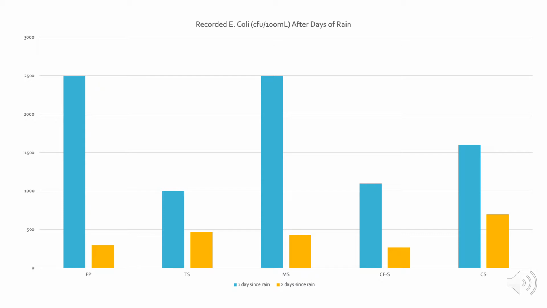The blue column on the left is representative of the data collected 1 day after the last rainfall, while the orange column on the right depicts the data recorded at the same site 2 days since the last rainfall. As showcased in the graph, there is a clear difference between the data collected at these 2 times and it is consistent across each location.